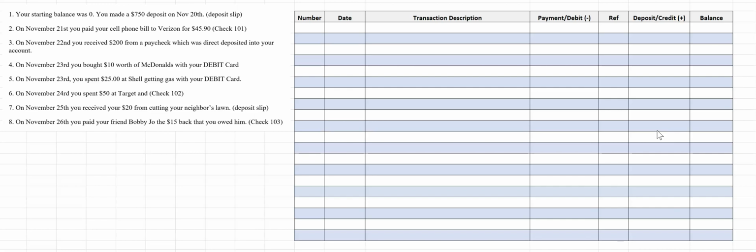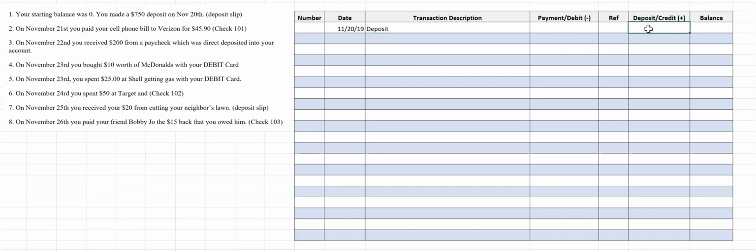So your starting balance was $0. So you made a deposit of $750 on November 20th, deposit slip. So what we'll do is we'll go here and in the date column, we will put 11/20, and again, we'll do 19. Transaction description, there's no really right or wrong here. This is just for your records or for the company's records to know. So I'm going to go ahead and put deposit.